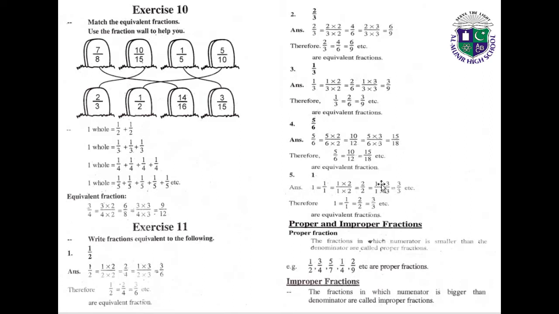Equal to 1: 1 equals 1 over 1, 1 multiplied by 2 over 1 multiplied by 2 is 2 over 2, 1 multiplied by 3 over 1 multiplied by 3: 3 ones are 3 and 3 ones are 3. 1 equals 1 over 1 equals 2 over 2 and equals 3 over 3 are equivalent fractions.